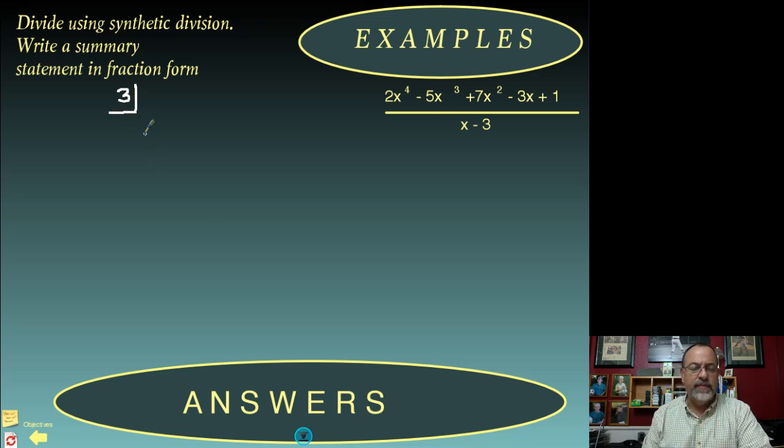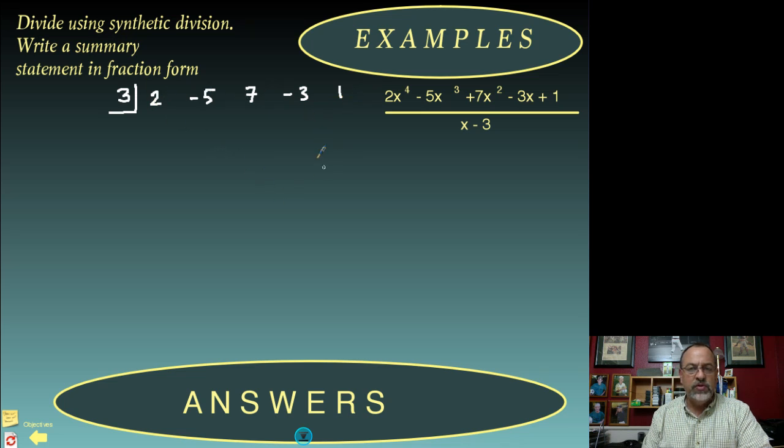And remember, we put that up in the left corner in a nice little box. We then list the coefficients across the top, making sure we have a placeholder for every power. So here I start with x to the fourth, so the coefficient is a 2. Then I have x cubed, its coefficient is -5. I have x squared. I have x to the first power, and then I have the constant. So 4, 3, 2, 1, 0.